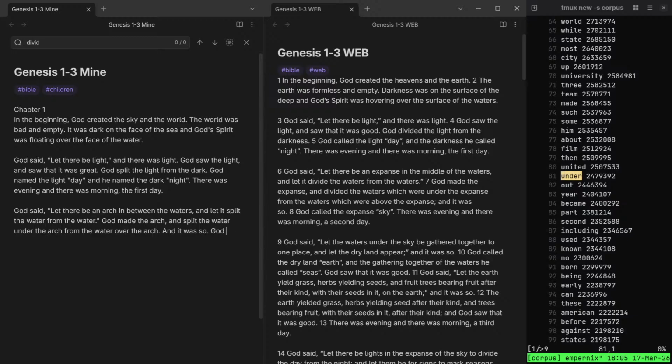God called, did I say named earlier? I did. Named the arch sky. Now see, we used the word sky before to refer to the waters above the arch. So we're kind of changing the meaning here a little bit. But yeah. Interesting, they put the period outside the quote. There was evening and, wait, how did I say it here? Same way. And there was morning.